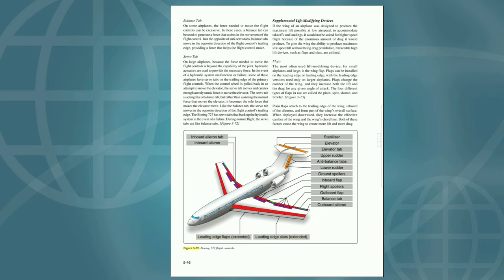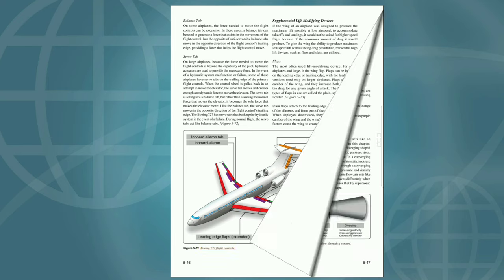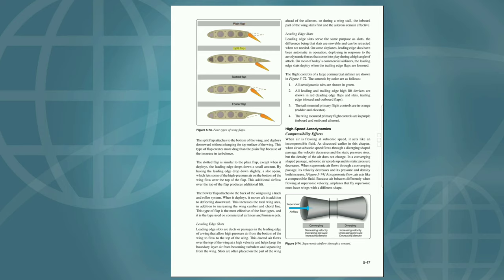Figure 5-72. Boeing 727 flight controls. 5-46. Plane flap. Split flap. Slotted flap. Fowler flap. Figure 5-73. Four types of wing flaps.